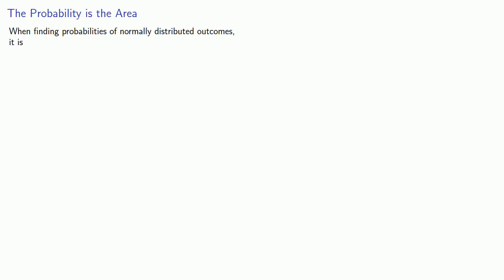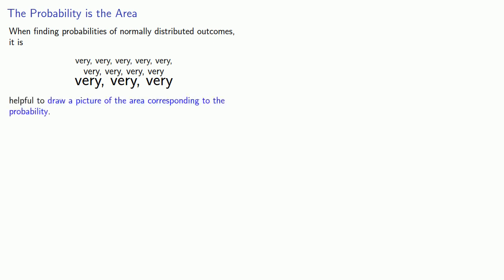So this means that when finding probabilities of normally distributed outcomes, it is very, very helpful to draw a picture of the area corresponding to the probability.